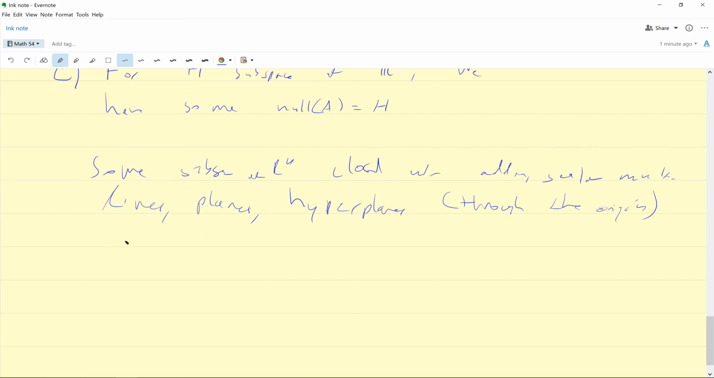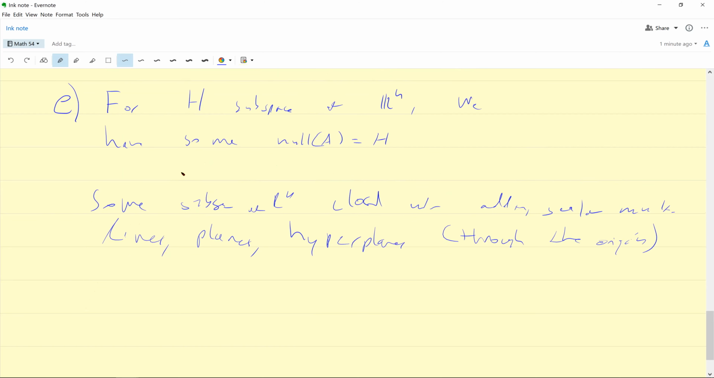So if H was a subspace consisting of only zeros, then this would not be possible, right? Wait, never mind. Yeah, so we have this trivial subspace, which is just the zero vector, just the origin. But then any invertible matrix has null space equal to just zero.